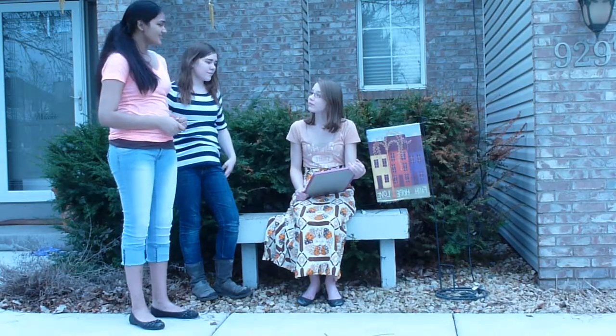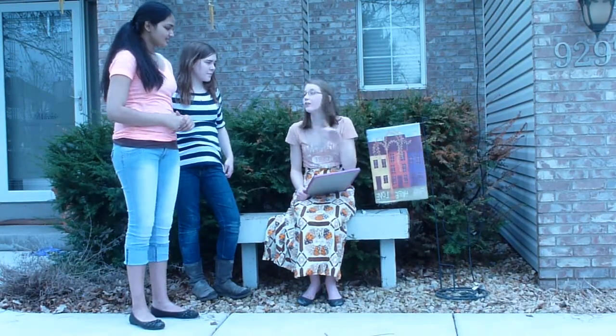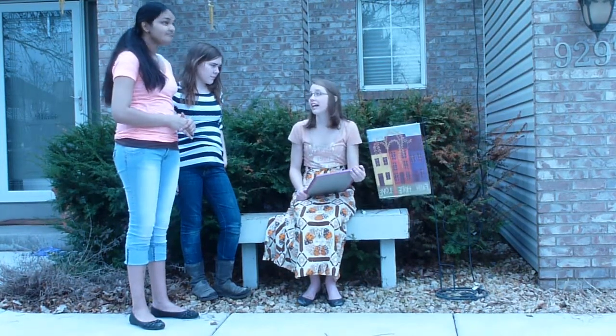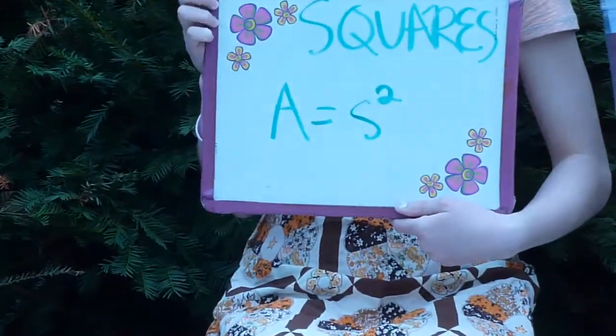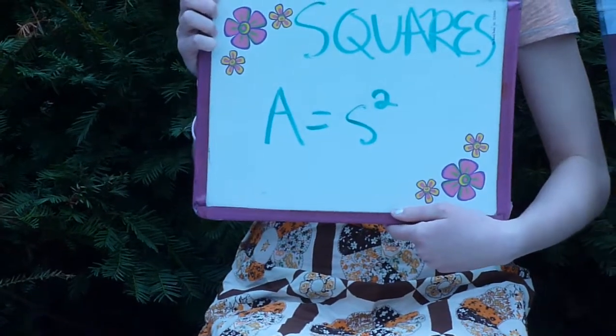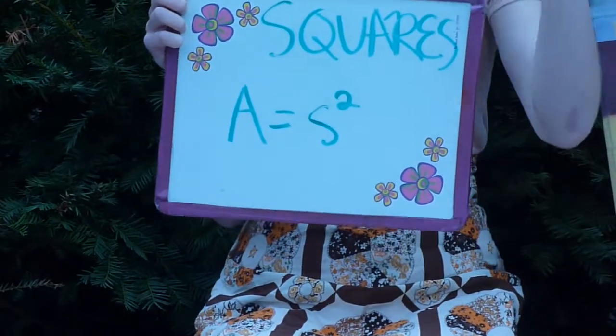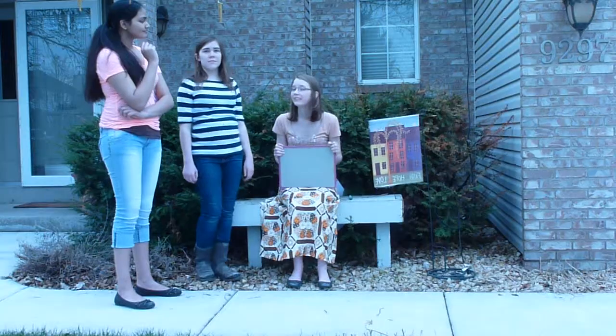What about squares? For squares, I only use one formula, because for perimeter, all you have to do is add the different lengths. Then, for area, I do A equals S squared. S means side, and all the sides are the same length.